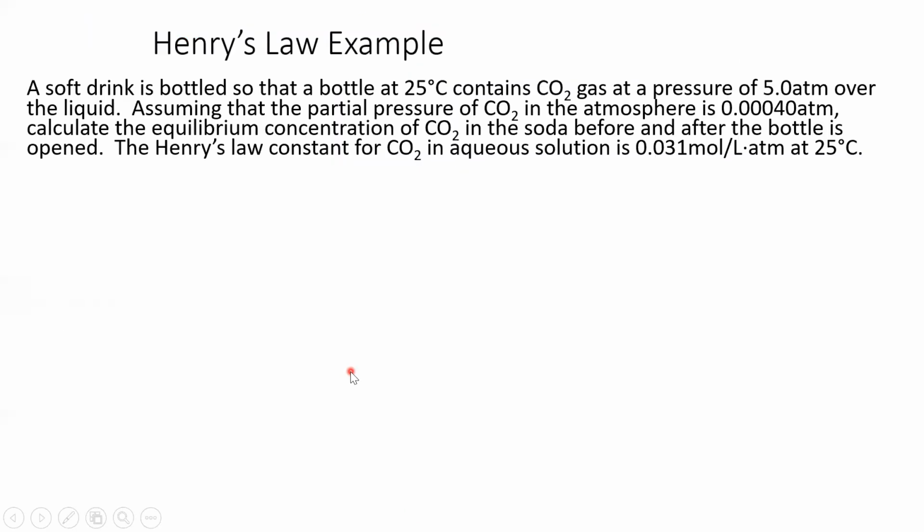So let's look at an example. It says a soft drink is bottled so that the bottle at 25 degrees Celsius contains carbon dioxide, that's the carbonation, at a pressure of 5.0 atm over the liquid. Assume that the partial pressure of the carbon dioxide in the atmosphere is only 0.00040 atm. Calculate the equilibrium concentration, so we're trying to calculate C, for carbon dioxide in the soda at 25 degrees Celsius when it's been closed, and then after we open the bottle.